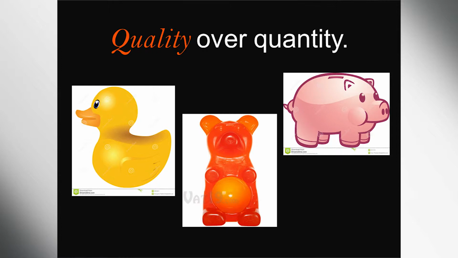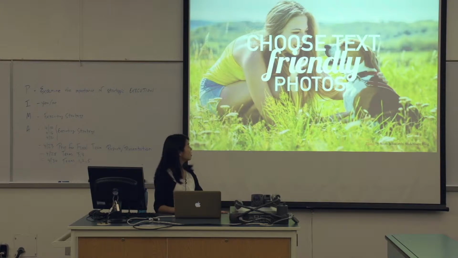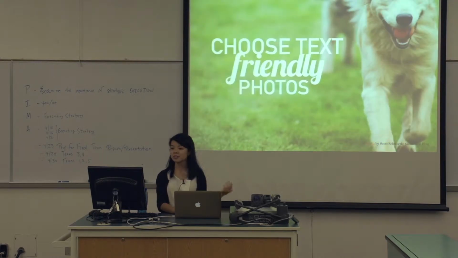So you could go with something like this, or you could find an image like this to use, and it's more effective. You want to use text-friendly photos. So this one, it's pretty self-explanatory. You can barely read the text that they have over this photo, as opposed to this one.